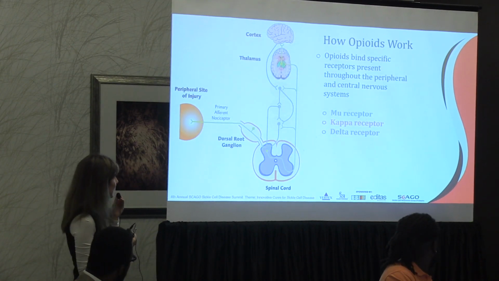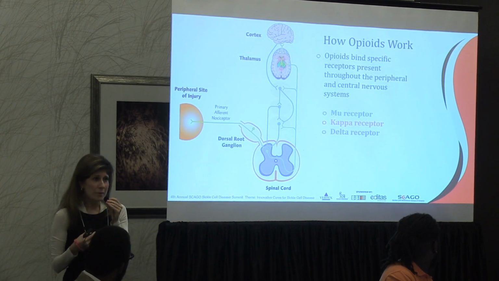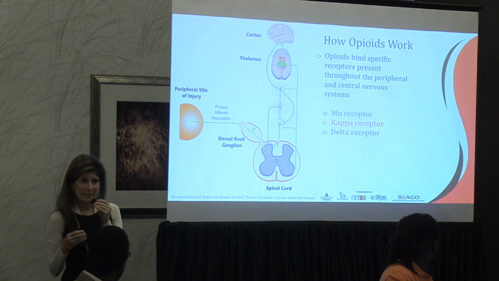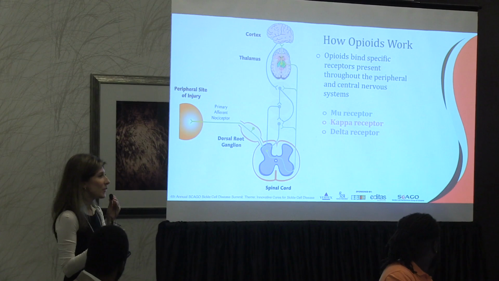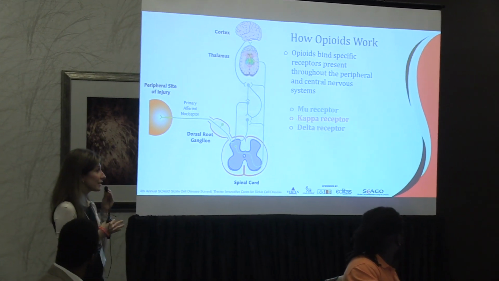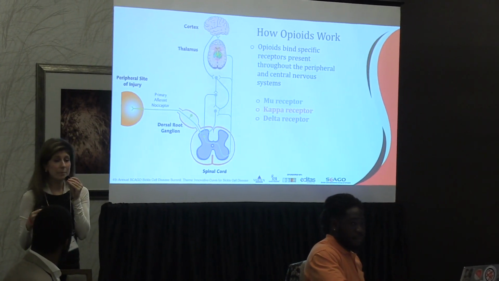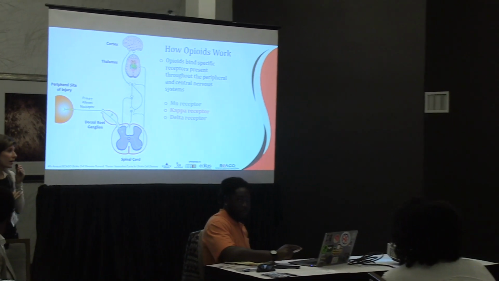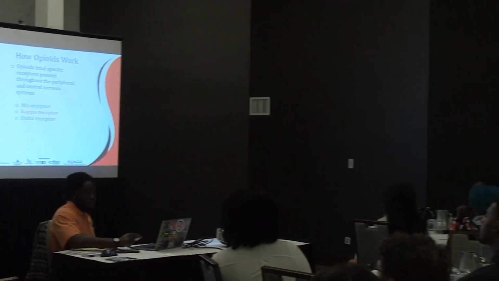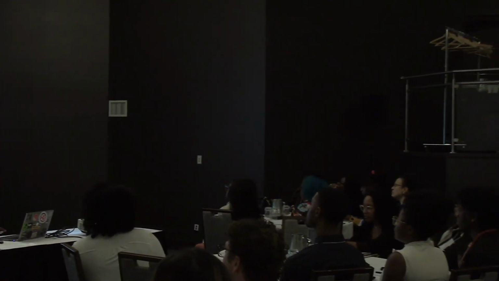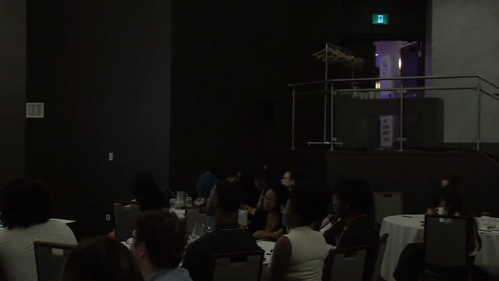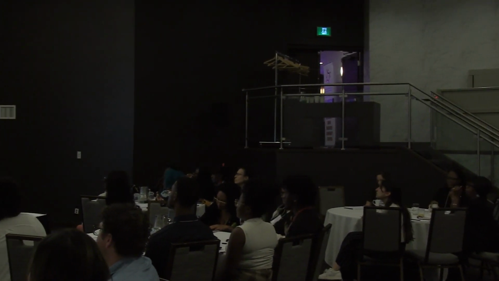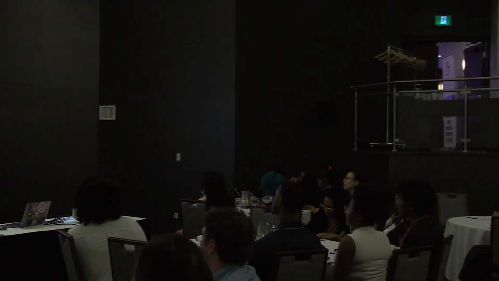So how do opioids work? I will admit that this is a bit of an oversimplification, but opioids bind to receptors that are disseminated throughout the body, but particularly within our peripheral and central nervous system. Broadly speaking, there are three different types of opioid receptors: mu receptors, delta receptors, and kappa receptors. Most opioids exert their effects by binding to mu receptors.